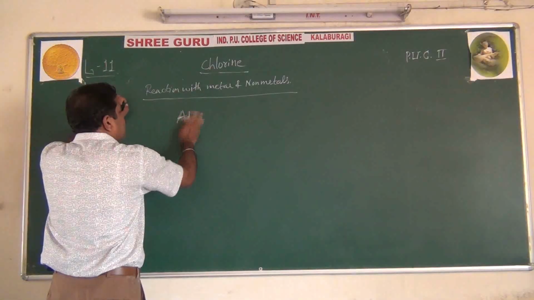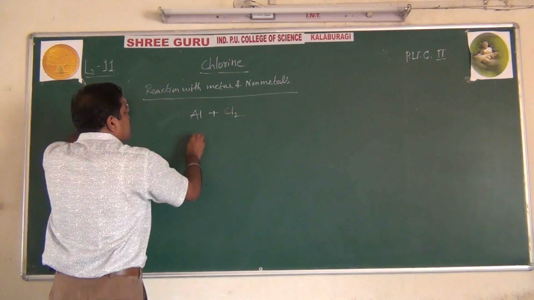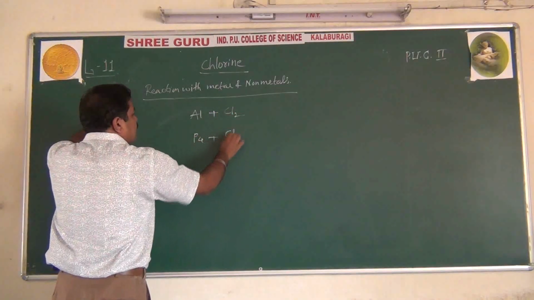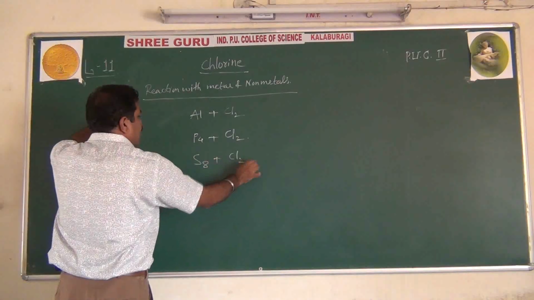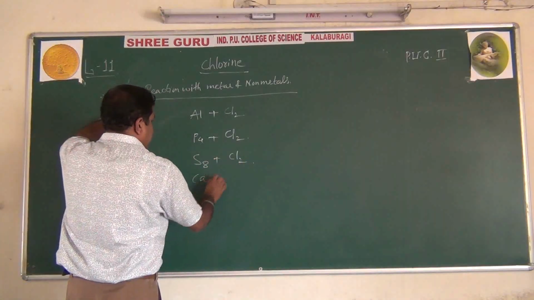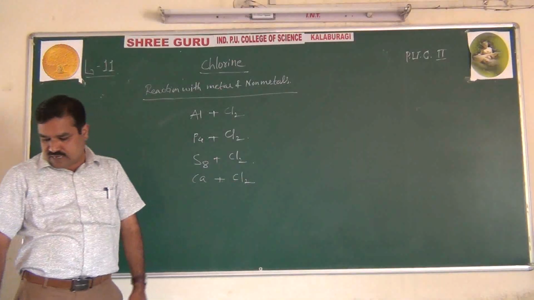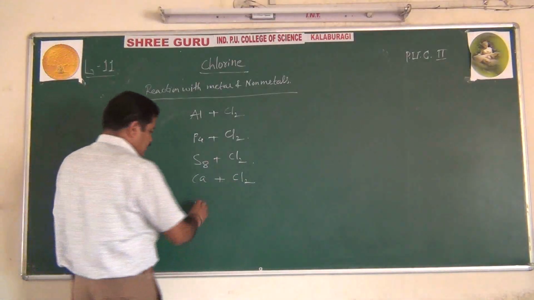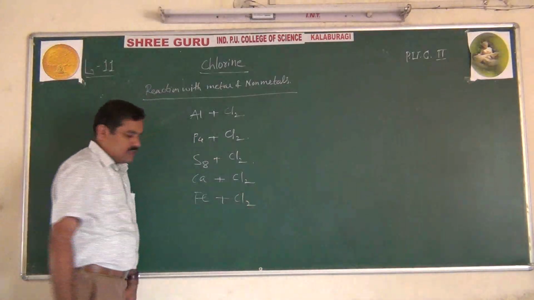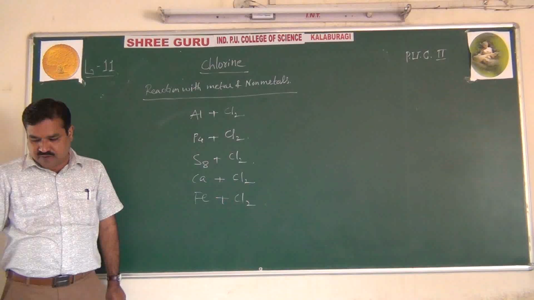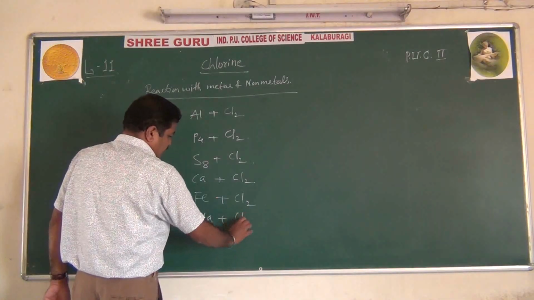Aluminium is a metal. Even phosphorus, calcium. Okay, even it reacts with the calcium. Not only calcium, even iron. Okay, that's like this. Aluminium, phosphorus, even sodium. These are some examples.